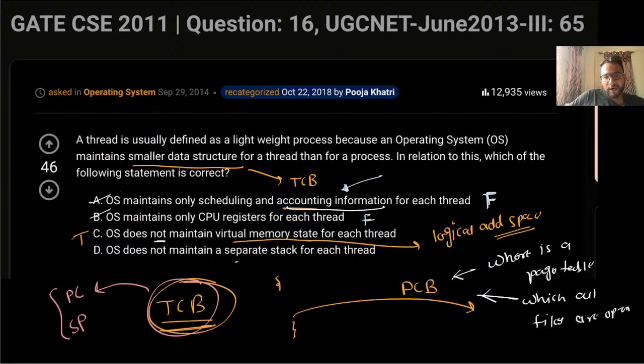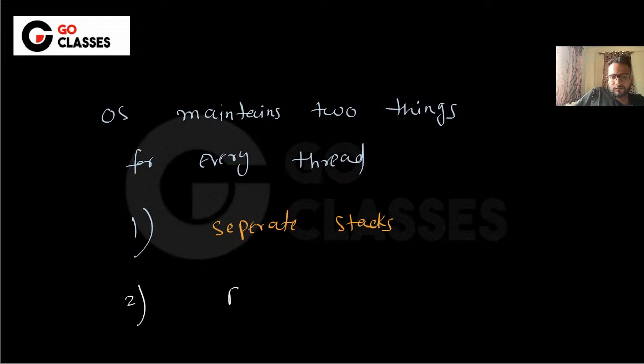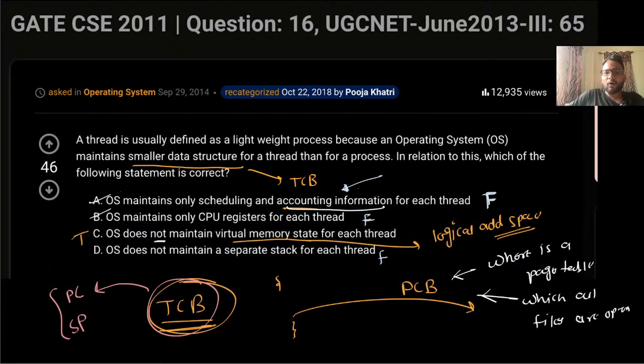OS does not maintain a separate stack. Okay, does not maintain, that is false, right? So basically, they are also saying the OS maintains two things for every thread. One is registers, and the other is separate stacks. Okay, so here the accounting information means only register, so that's why it is false.